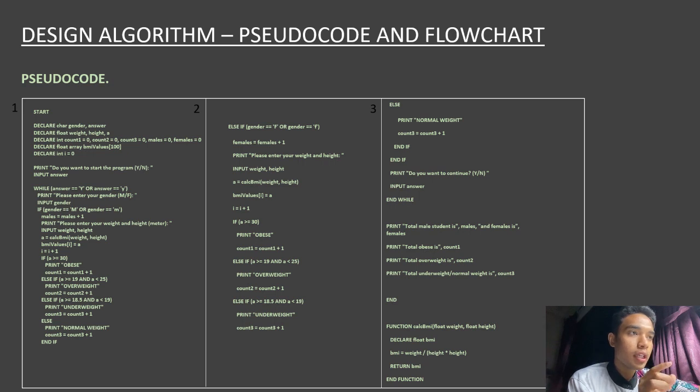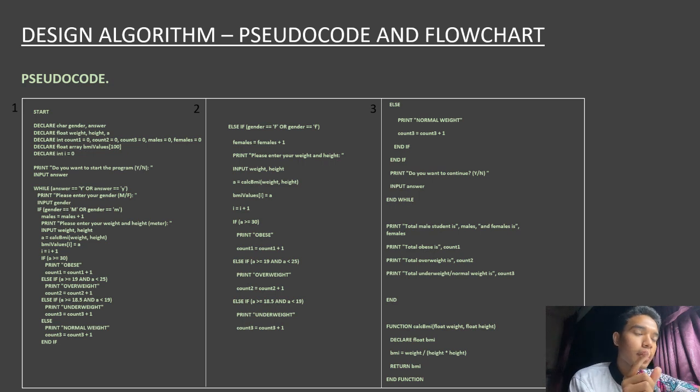If the BMI value is equal to or greater than 13, it will display obese, and we will continue to the next loop for the female. If the BMI value is equal to or greater than 90 and A is less than 25, it will display overweight, and we will continue to the next loop for count 2.